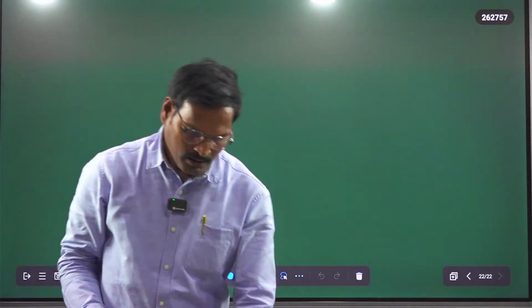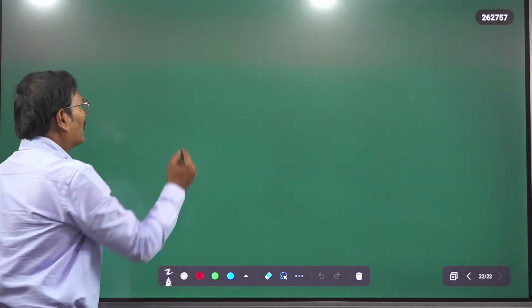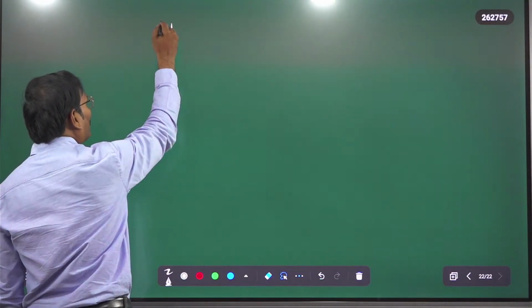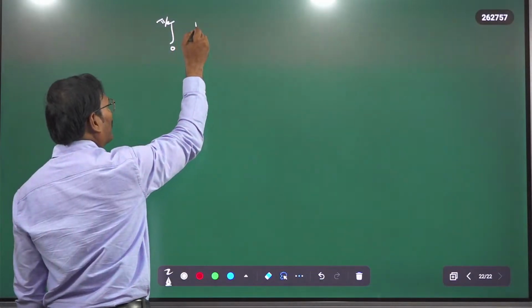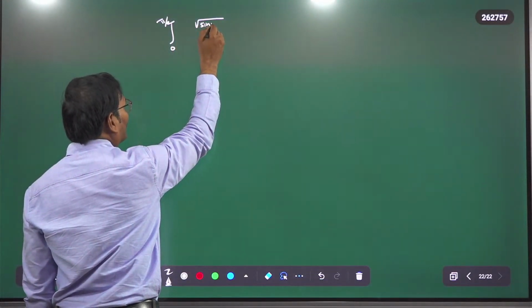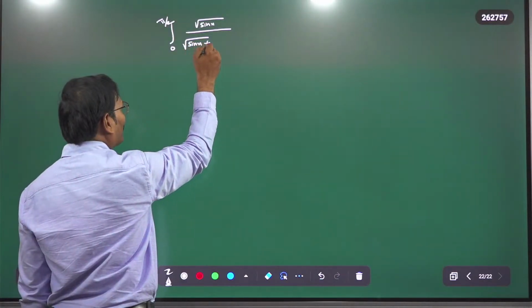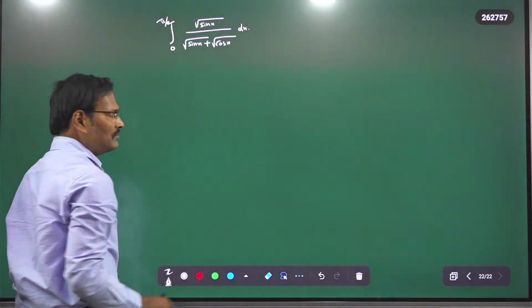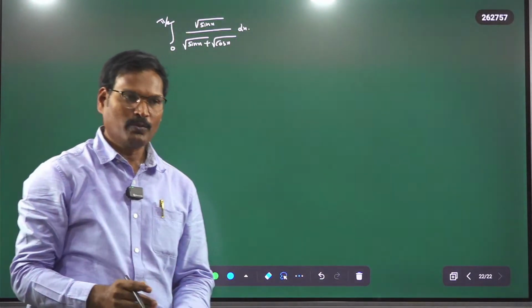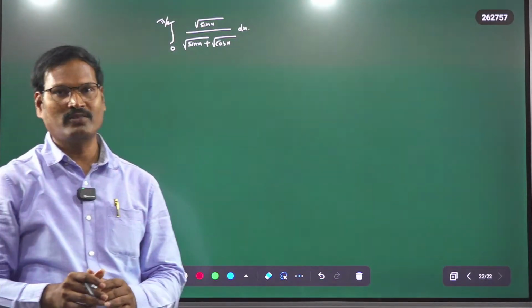So now I am going to solve one question based on this rule. This problem is important for IPE also. You will get a 7-mark question. Integral 0 to pi by 2 root sin x by root sin x plus root cos x dx.